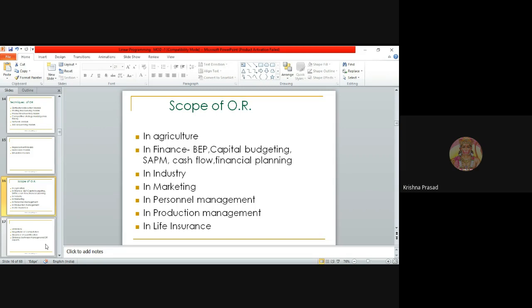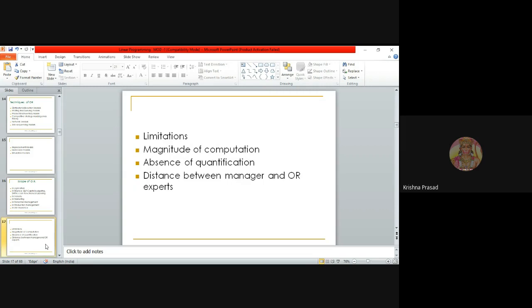So the next one is life insurance, that is also used. And when you go for limitations, the magnitude of computation is very high. So limitations, that is another one: absence of quantification. We can quantify the things. For example, when you are doing research work for a particular thing, you can generalize it to the whole world in that particular segment. Here, that absence is there, and we can try to learn the difference between a manager and an operations research expert.